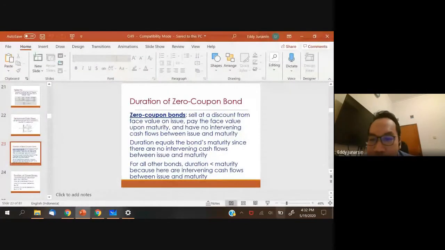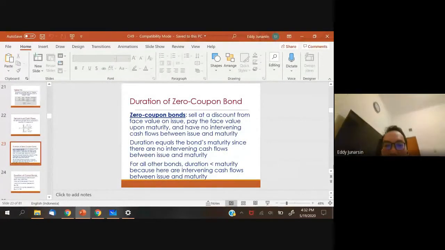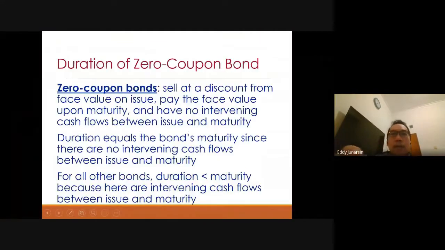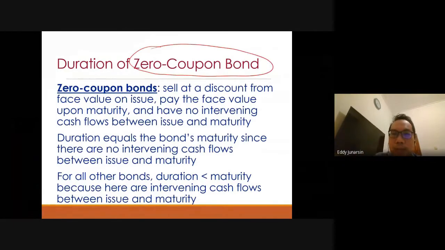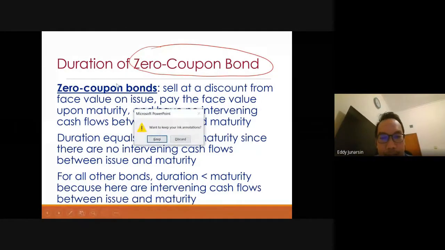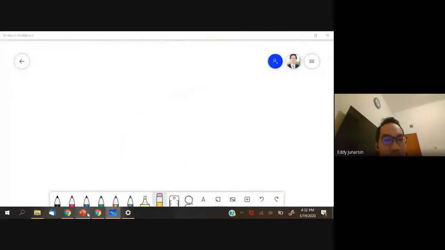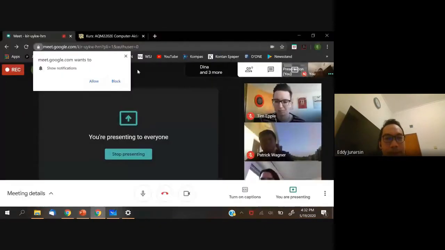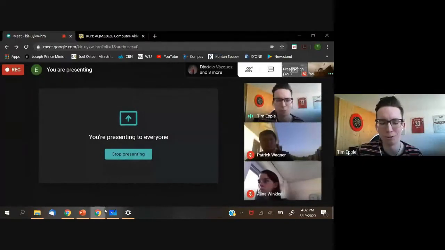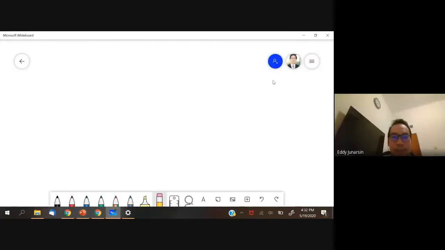Okay, so last time we stopped at the mechanics of estimating duration. So we'll continue with the zero coupon bond. I hope you are familiar with the zero coupon bond. Any idea here? Maybe starting from Tim. What is a zero coupon bond? I'm not quite sure what that is, to be honest. But you can guess from the name. Zero coupon bond means what?